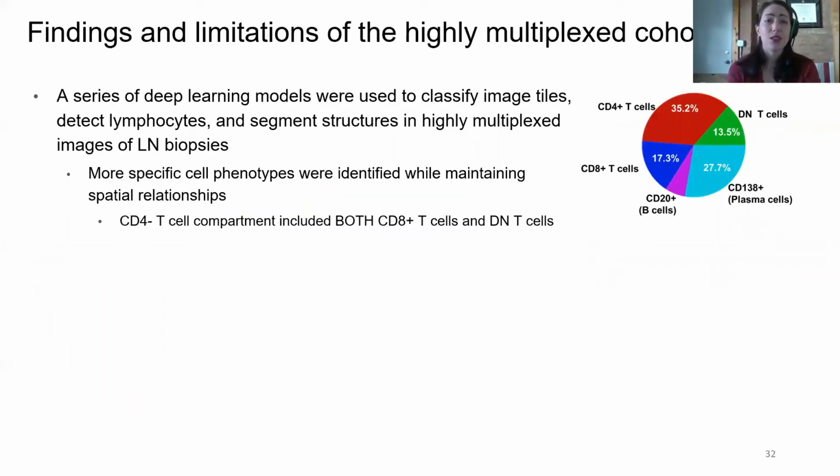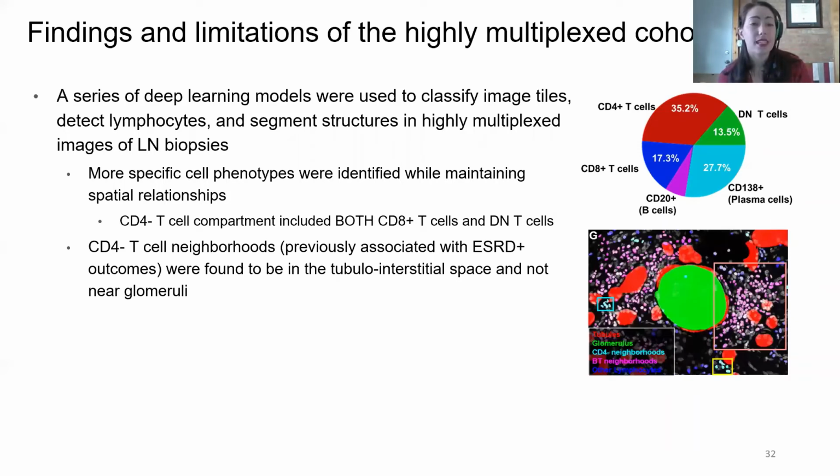So when we look at this multiplex cohort, we've used a series of deep learning models to classify image tiles, detect lymphocytes, and segment structures in this data set. More specific cell phenotypes were identified within these images while maintaining spatial relationships. The CD4 negative T cell compartment included both CD8 and double negative T cells. The CD4 negative T cell neighborhoods, which were previously associated with ESRD positive outcomes, were found to be in the tubulo-interstitial space and not near glomeruli.